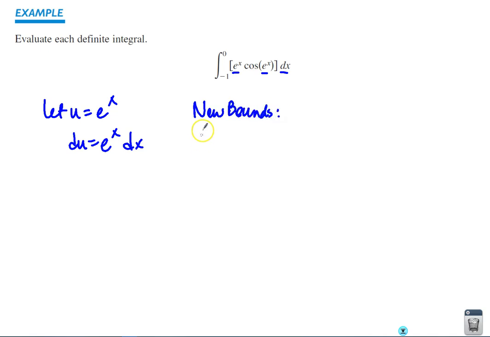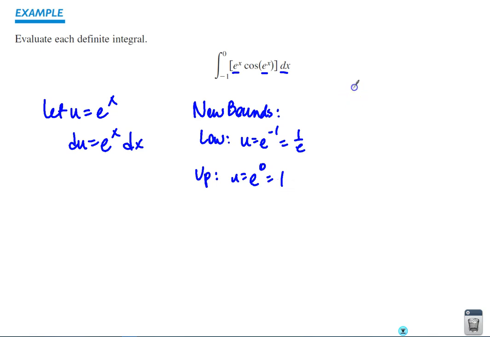So then my new lower bound, it was -1, so I'm going to have e to the, well, hang on, I forgot u. U equals e to the -1. So my new lower bound is just e to the -1 or 1 over e. My upper bound is u equals e to the 0, so that's just going to be a 1.